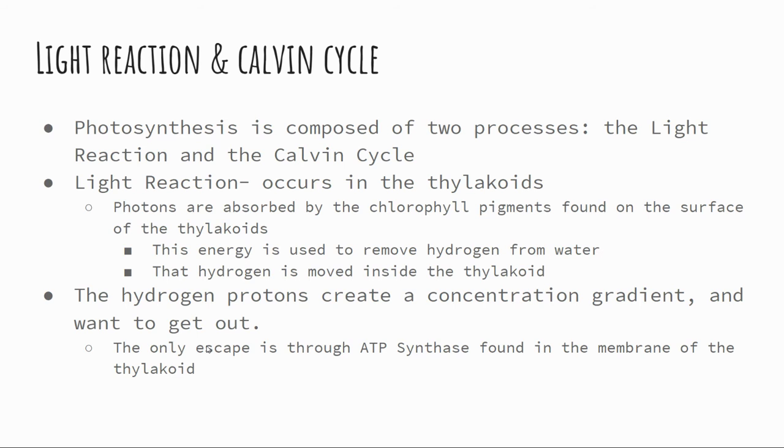So photosynthesis is going to be composed of two different processes. You have the light reaction, the light independent reaction, the light dependent reaction. So the light reaction and the Calvin cycle. The light reaction occurs in the thylakoids, and this is what we've been talking about.